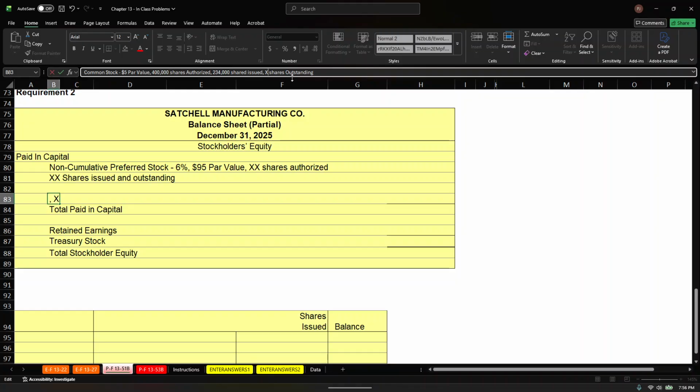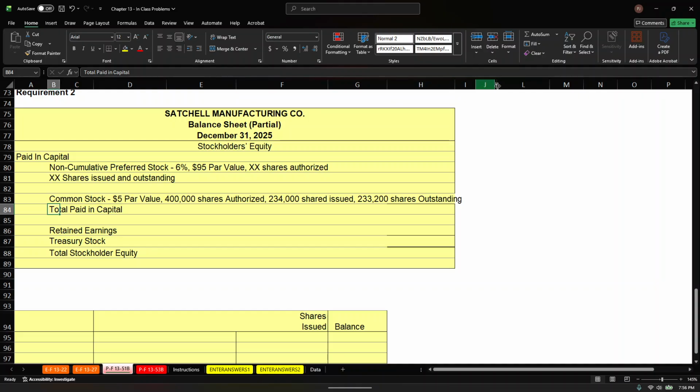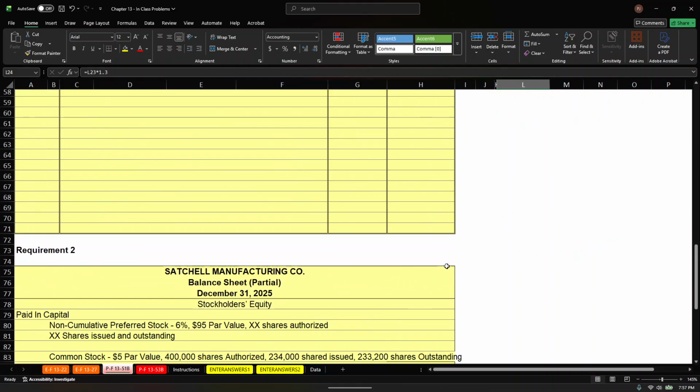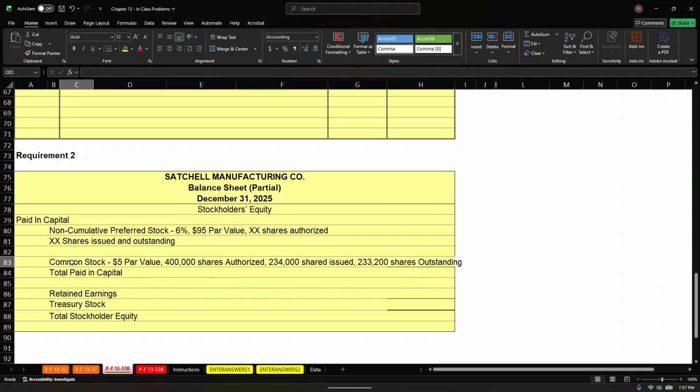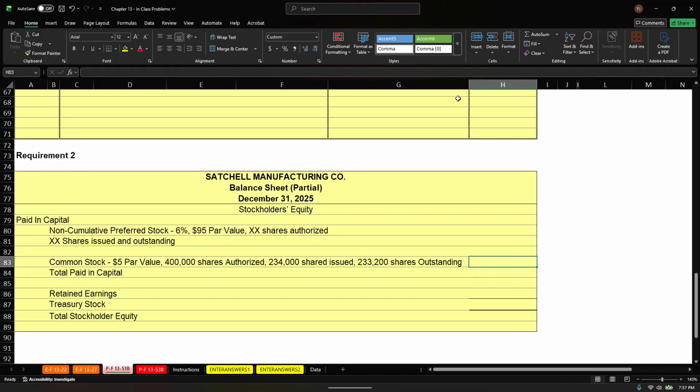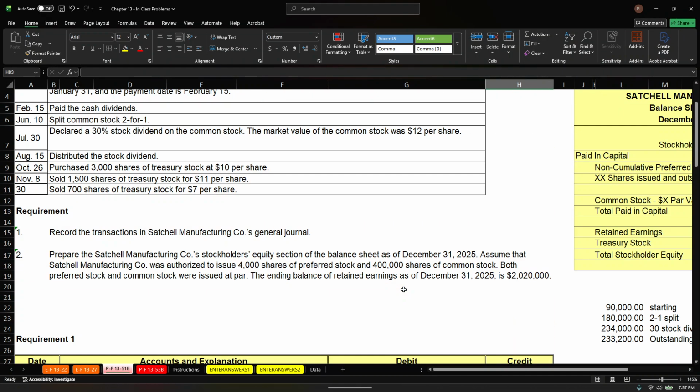And the number of outstanding is, I think, 233,200. Let's see. Let me go see. Yeah, 200. So this is the number that were issued. This is the number that are outstanding, which is basically the number of issued minus how many I have in treasury stock. So this is now how it's going to read. I have all the share information right. Now the question is, what is the dollar amount? There's some additional information here.